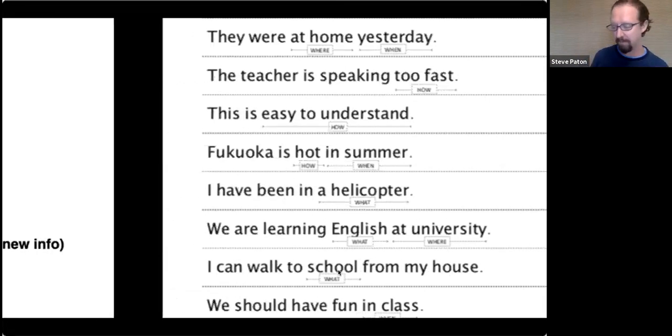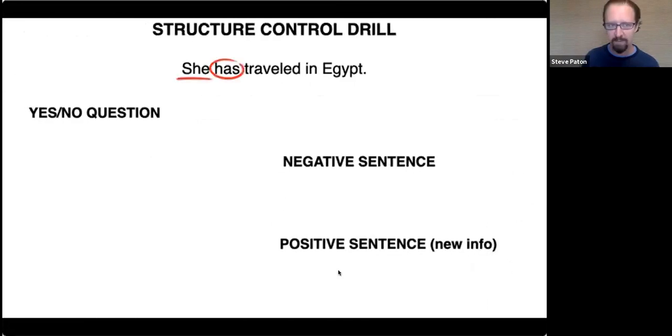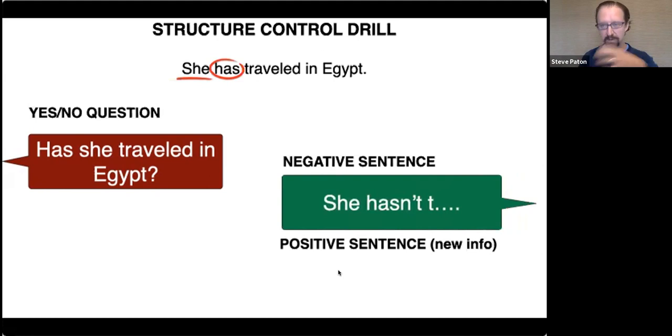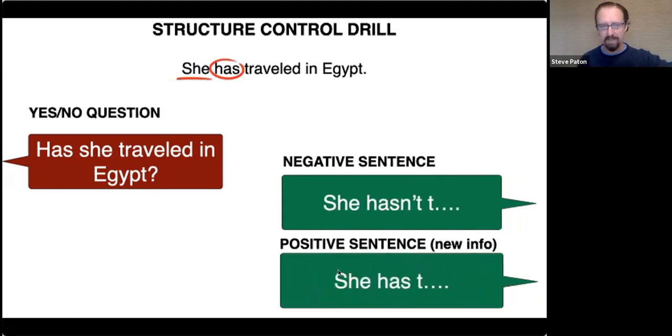So in the early days, I came up with a drill basically around this. It didn't really work so well, but I would say, here's a sentence, she has traveled in Egypt. I would get them in pairs, and student A would turn it into a yes/no question just by changing the order. Has she traveled in Egypt? The partner would answer with a negative. So they're already sort of conjugating this thing. She hasn't traveled in Egypt. And then a new sentence, she has traveled in Australia. And then they would switch.